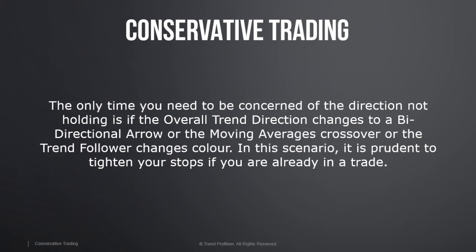The only time you need to be concerned about the direction not holding is this: let's say we're in a buy trade, there are 5 out of the 6 high time frame arrows pointing up, and suddenly the overall trend direction changes to a bi-directional arrow, that's the blue bi-directional arrow, or the moving averages crossover, or the trend follower changes color, say from green to red if you're looking at a buy. In this scenario, it's prudent to tighten your stops if you are already in a trade.